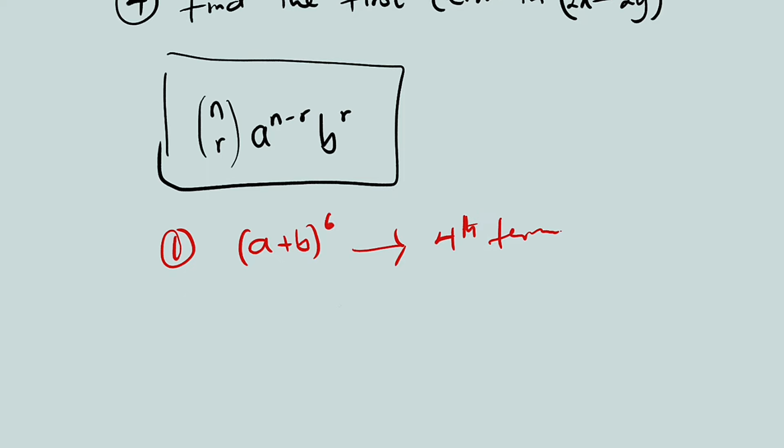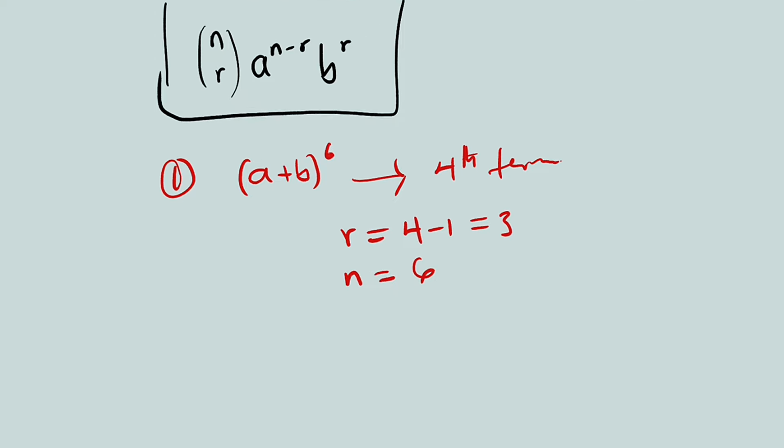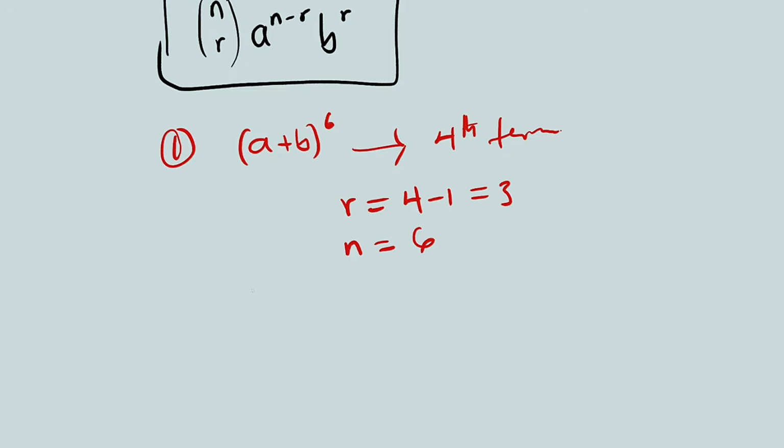So if you're looking for r, all you have to do is subtract 1 from 4. R is equal to 4 minus 1, which is equal to 3. N is equal to the highest power, which is 6. A is a, b is b. So let's substitute here. Therefore, we have n combination r, which is 6 combination 3, because r is 3, then a raised to the power of n minus r, which is 6 minus 3, then b raised to the power of r, which is 3.